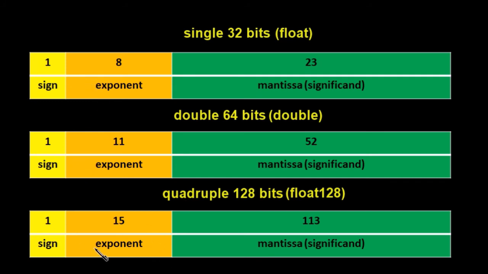So if you were programming in C, you would be able to get access to the 32-bit floating point by using a float. And the double, you can get access to by using double whenever you're dimensioning your variables. And you can get access to this quadruple if you use the float 128. So that's in C, and it might be different in other languages.